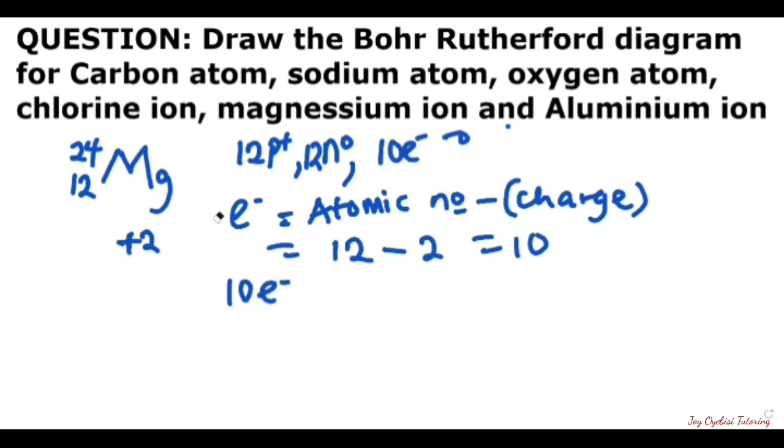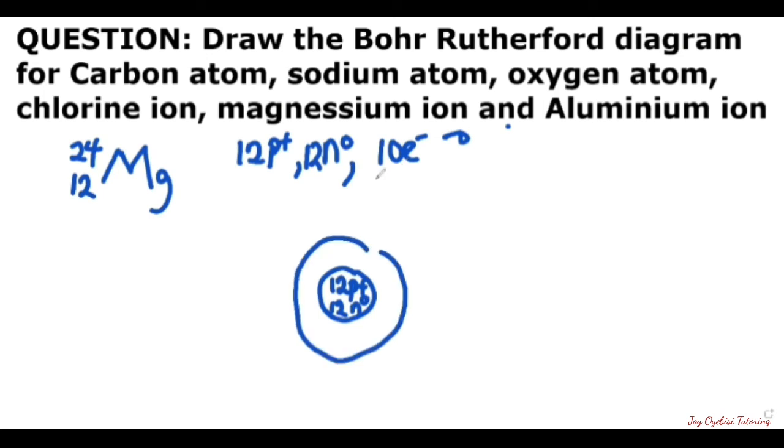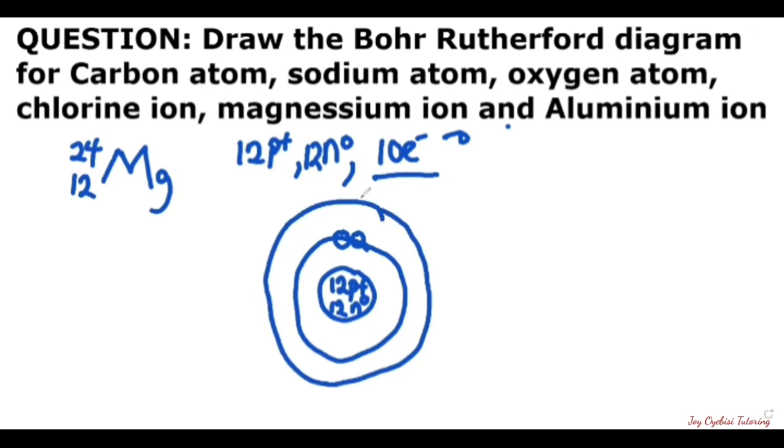So now we have all this information. We draw out the Bohr-Rutherford diagram. By putting our information here, we have the 12 protons and the 12 neutrons. We have 10 electrons. The first shell we have 2, and 10 minus 2 is 8. So it means that this is the last shell, since it has the maximum number of electrons this shell should have. So you have 2, 4, 6, 8, 10. So this is the Bohr-Rutherford diagram for magnesium ion.